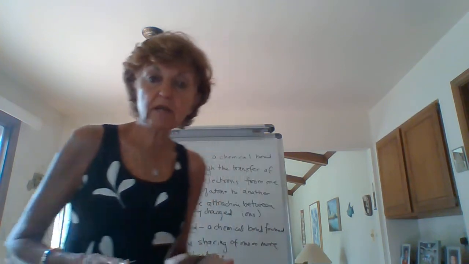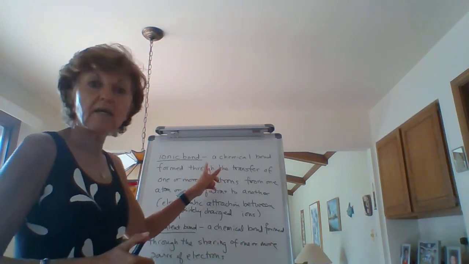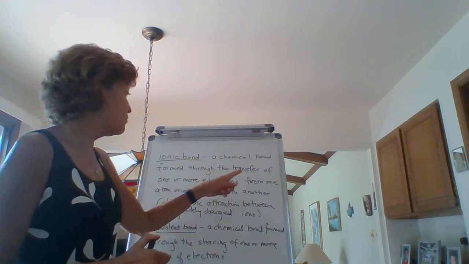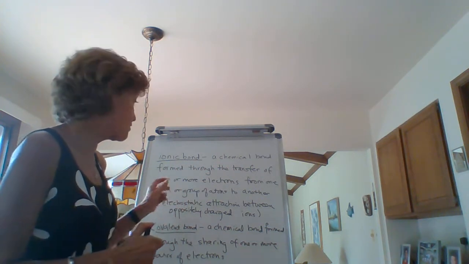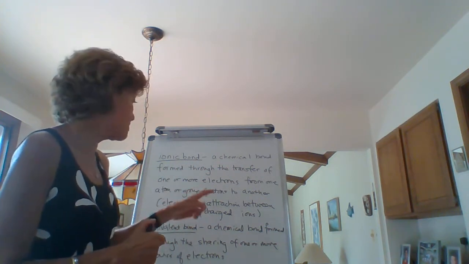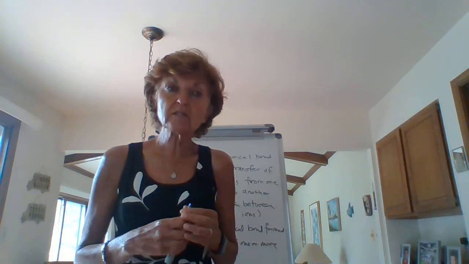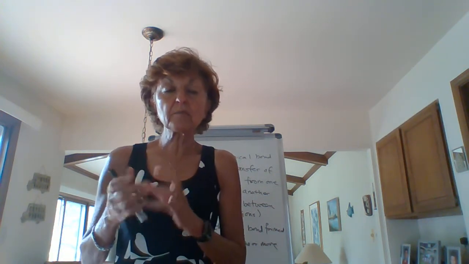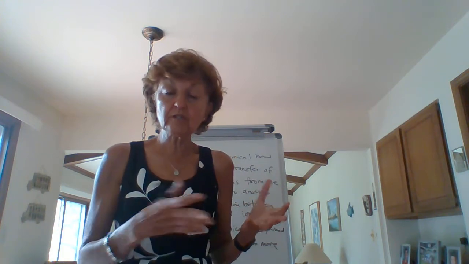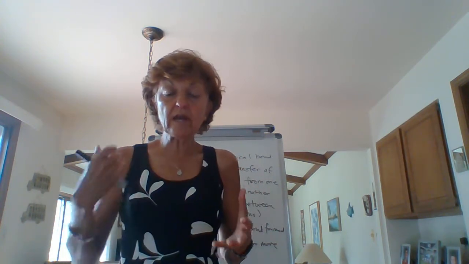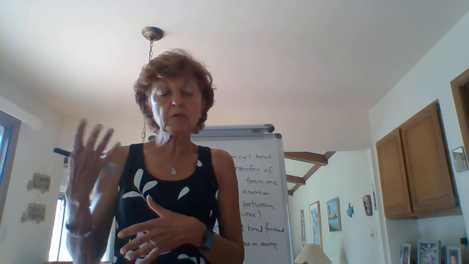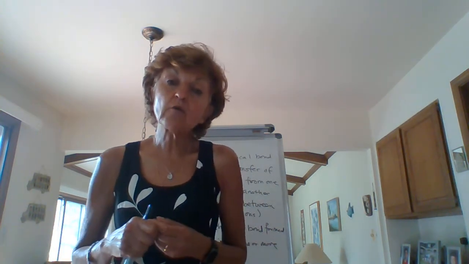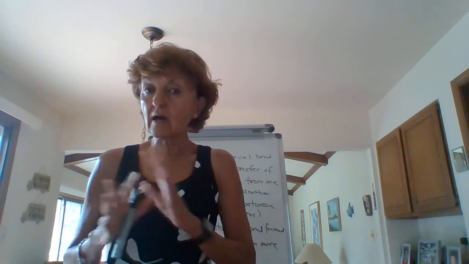So what is an ionic bond? I have it written here for you guys. It's basically a chemical bond formed through the transfer of one or more electrons from one atom or group of atoms to another. When there's this transfer of electrons, one atom ends up becoming negatively charged because it gained electrons. The other atom becomes positively charged because it lost electrons. So once an atom has a charge and it's not neutral anymore, it's now called an ion, I-O-N, ion.